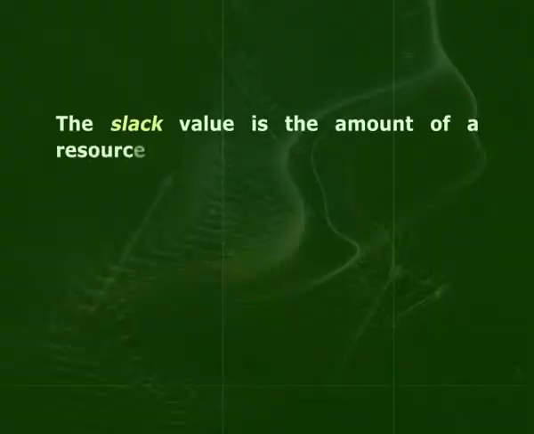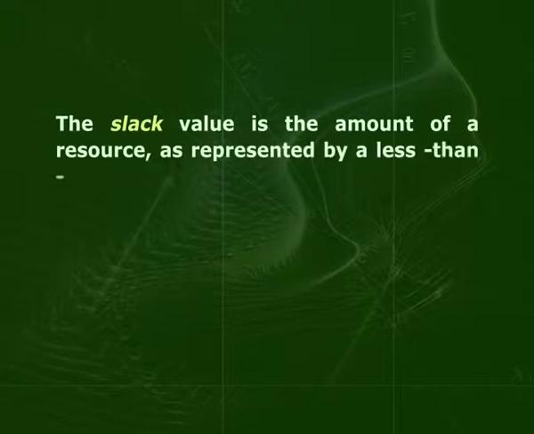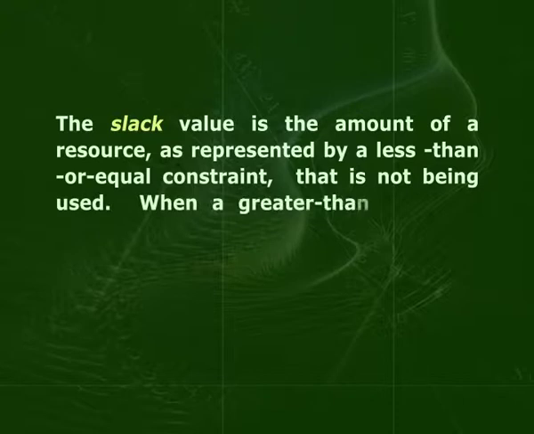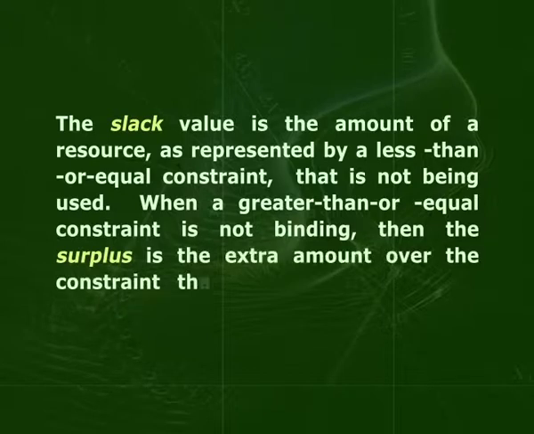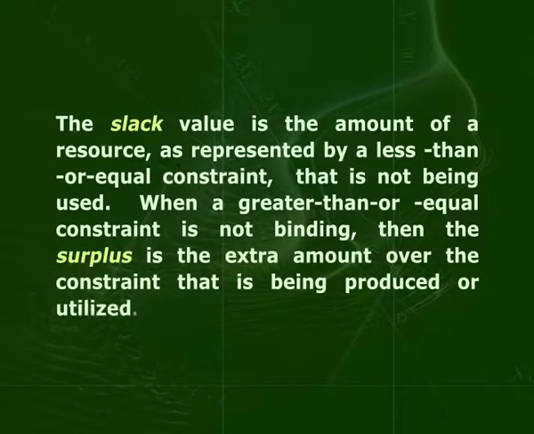When a less than or equal constraint is not binding, then there is some unutilized or slack resource. The slack value is the amount of a resource, as represented by a less than or equal constraint, that is not being used. When a greater than or equal constraint is not binding, then the surplus is the extra amount over the constraint that is being produced or utilized. The units of the slack or surplus values are the same as the units of the corresponding constraint.